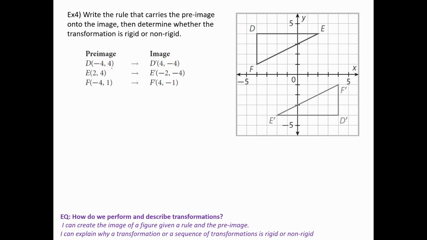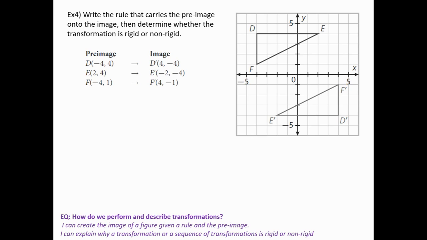So on this one, if we look at the original and compare it to the copy, so the pre-image compared to the image, if you look at all of the actual numbers, ignore the signs for a minute, hopefully you notice they are the same. 4, 4, 4, 4. 2, 4, 2, 4. 4, 1, 4, 1. Okay, and so it won't always be this, but this one happens to have that particular pattern that I noticed all those numbers are the same.